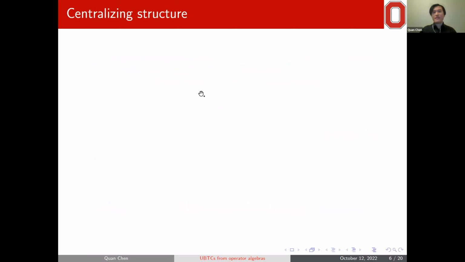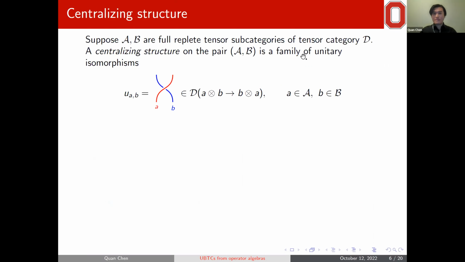we provide another construction of braided tensor category. We call it the centralizing structure.